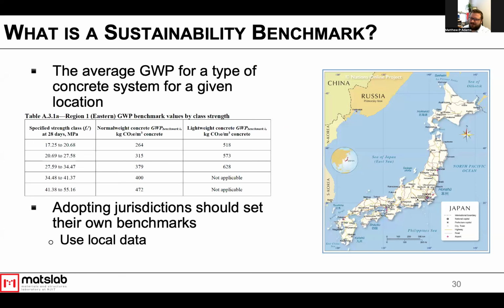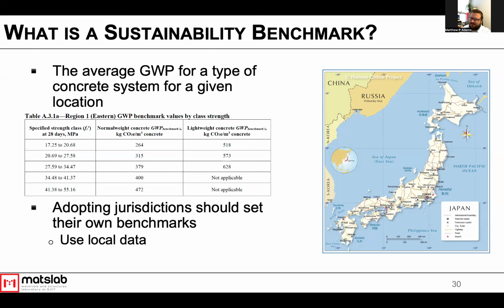What we see here on the left is the table for the eastern region of the US. So again, we're ranging from about 17 megapascals up to 55 megapascals, and that's broken into 5 different brackets based off of class of concrete or range of strength. What we can see here is that that is going to be set to a certain GWP, and it's going to vary based off of region, as I said.